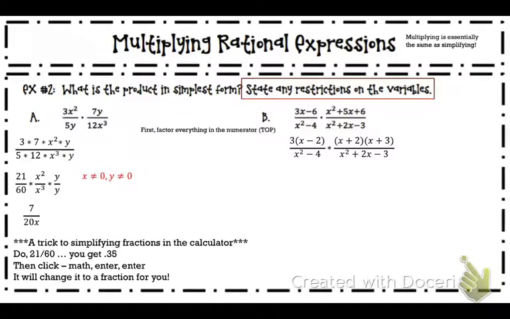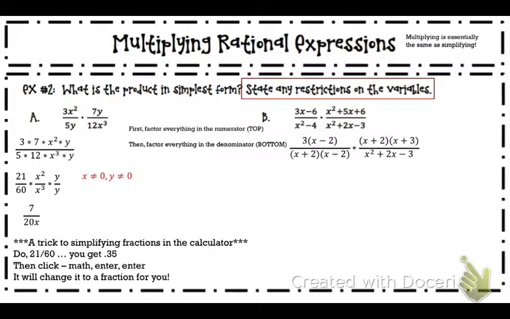Okay? Now I'm going to look at the bottom. So x squared minus 4, that's the difference of squares. So that factors down to x plus 2, x minus 2. The right side, x squared plus 2x minus 3, factors down to x plus 3, x minus 1. Okay, so everything is completely factored. That's the first thing you always do, is factor everything as far as it can go. And we've done that, so we're good.